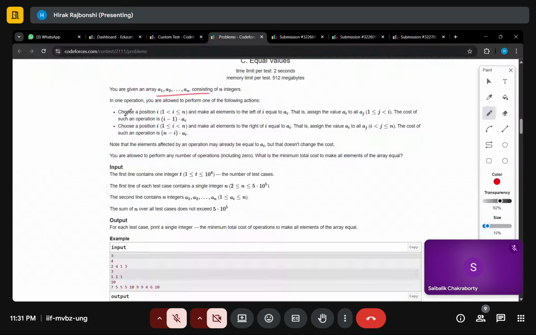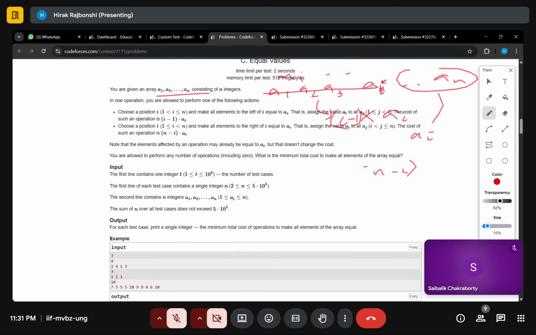So what does the first action say? For a1, a2, a3, if we pick an element, let's suppose ai, then we can either make all the values on the left equal to ai, which will cost us (i minus 1) into ai, or we can make all the values on the right equal to ai, which will cost us (n minus i) into ai. I have to make all the elements equal with minimum cost.